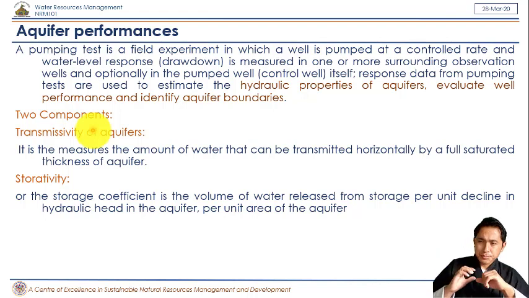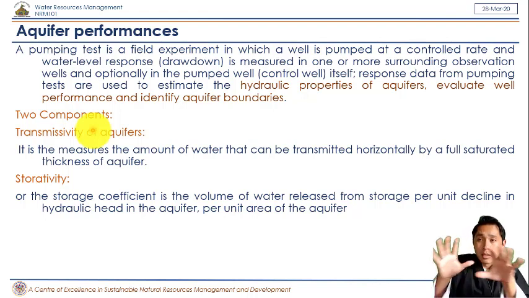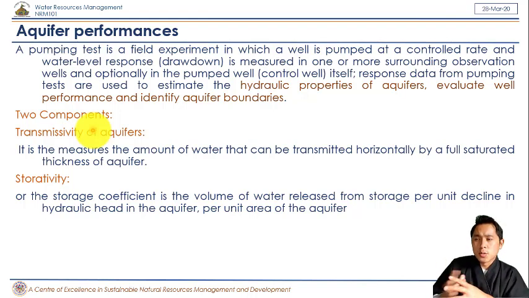Basically we are seeing the boundary of the aquifer, where exactly it starts and where it ends, what boundary it has taken, so that we know the aquifer is quite healthy, quite large, and can accommodate a large amount of water. And secondly is through storativity, to see the storage capacity of the aquifer in volume per area. So basically two ways: transmissivity and storativity.